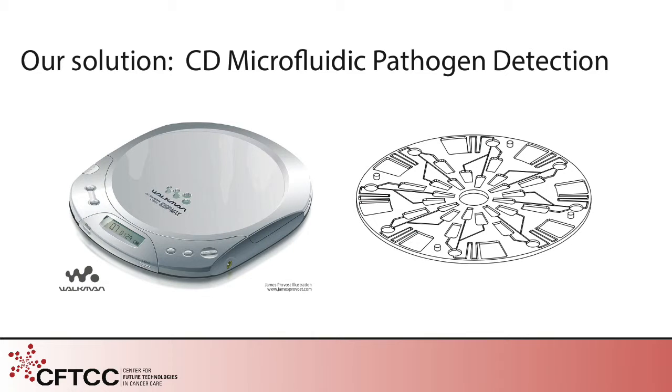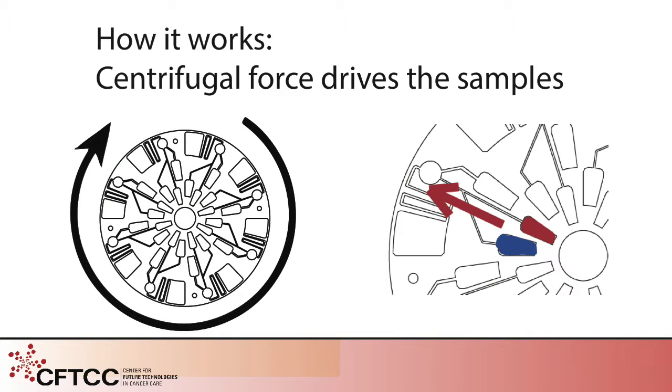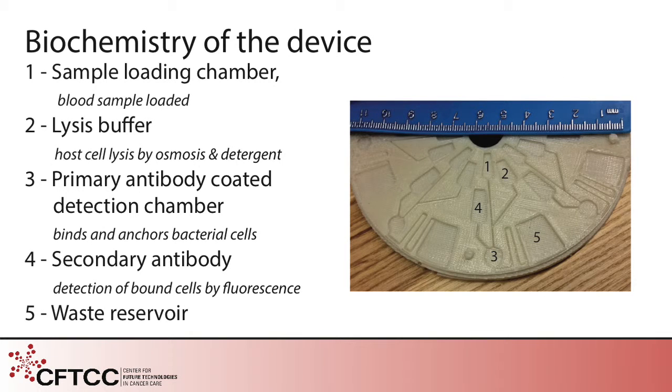So our solution would be to make a CD microfluidic pathogen detection device. And we would utilize the centrifugal force to drive the samples through this microchannel system that we've made. This device is comprised of 8 different chambers of identical microfluidic devices, with the first chamber being the sample loading chamber, where the blood sample will actually go in. It will travel down the pathway, as you may see, being joined by fluid from the second chamber.